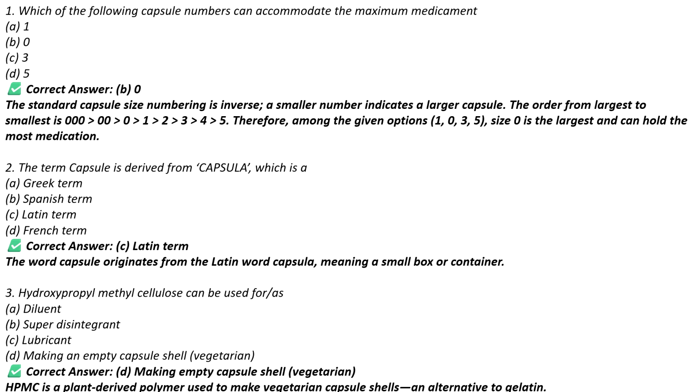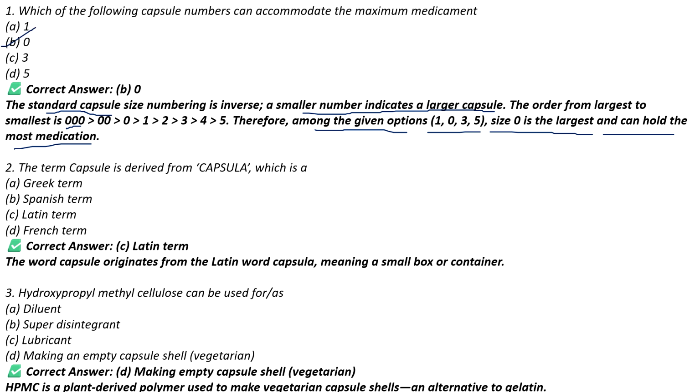The standard capsule size numbering is inverse, meaning a smaller number indicates a larger capsule. The order from largest to smallest is 000, then 00, then 0, then 1, then 2, then 3, then 4, then 5. So among the given options, 1, 0, 3, 5, size 0 is the largest and can hold the maximum amount of medicament. So option B, that is 0, is the correct answer.